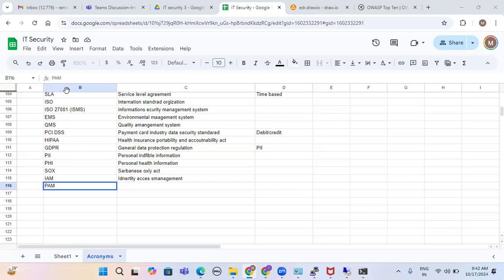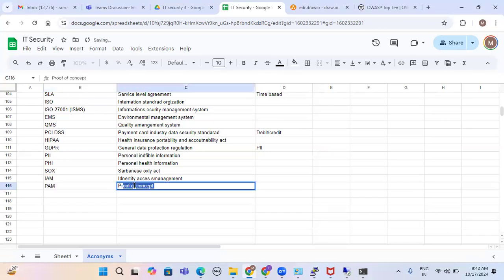Apologies, guys. PAM is nothing but privileged access management. We should not give everybody the same access. Based on the role and responsibility, we have to provide access to them. It's always better to provide least privilege, least access, or least grants or permissions. That process is called PAM, privileged access management.